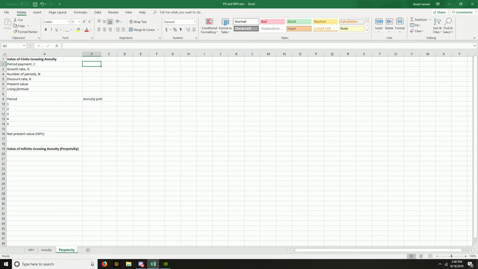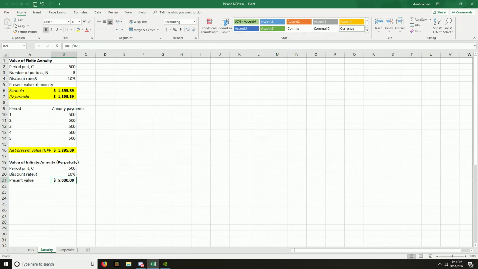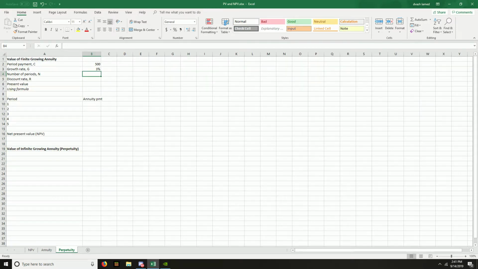So let's say this is 500 again. Let's say the growth rate is 3%. The number of periods we used were 5 and the discount rate is 10%. Okay, so we'll do the same thing, but here we'll just use a formula and NPV. Since the annuities will change, the present value formula will give us some problems, so we won't use it.